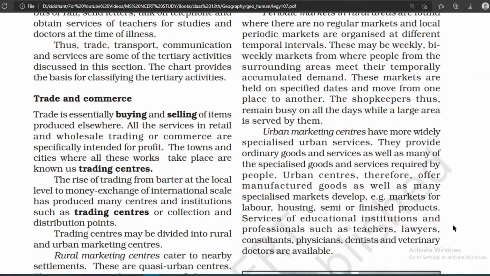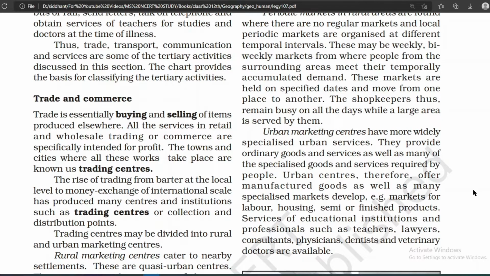Trade and commerce. Trade is essentially buying and selling of items produced elsewhere. All the services in retail and wholesale, trading or commerce are specifically intended for profit. The towns and cities where all these works take place are known as trading centers. The rise of trading from barter at the local level to money exchange on an international scale has produced many centers and institutions such as trading centers, collection and distribution points.